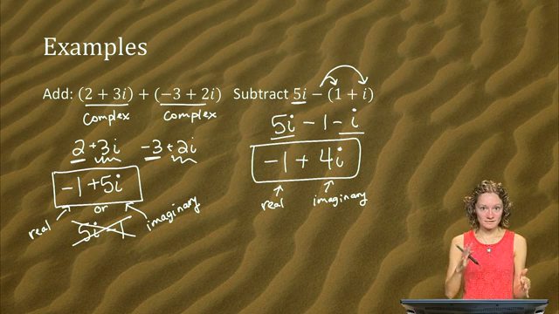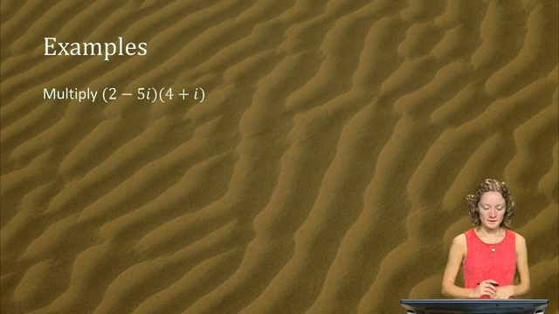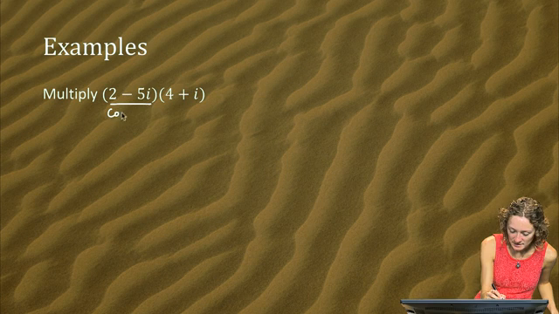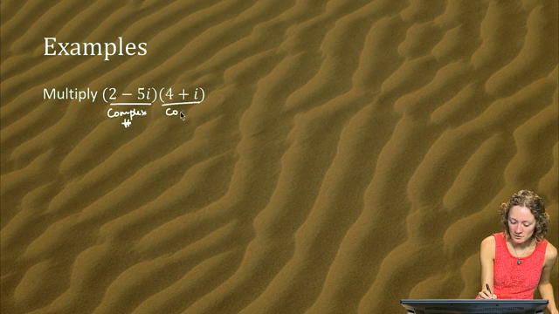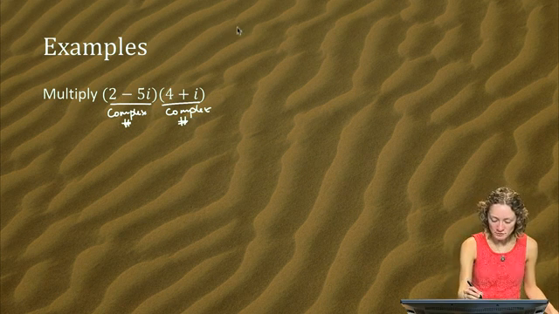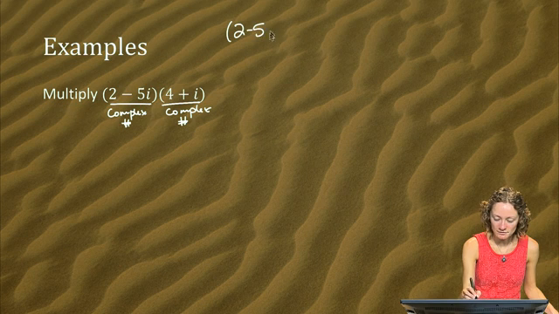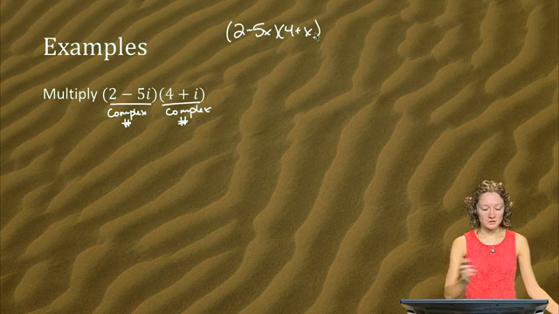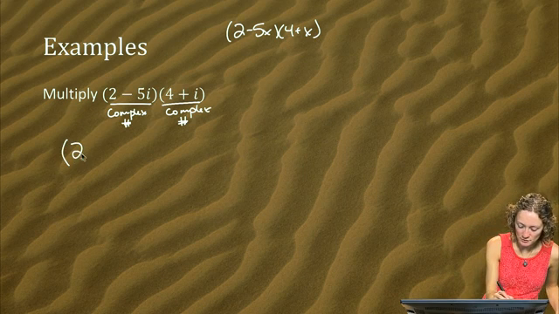All right, so there's add, there's subtract. Let's look at multiply. Multiply, again, it's one complex number multiplying by another complex number. But if I told you to multiply and the problem said 2 minus 5x times 4 plus x, what would you do? You'd have to go through the whole process of FOIL, and so that's exactly what you do here.